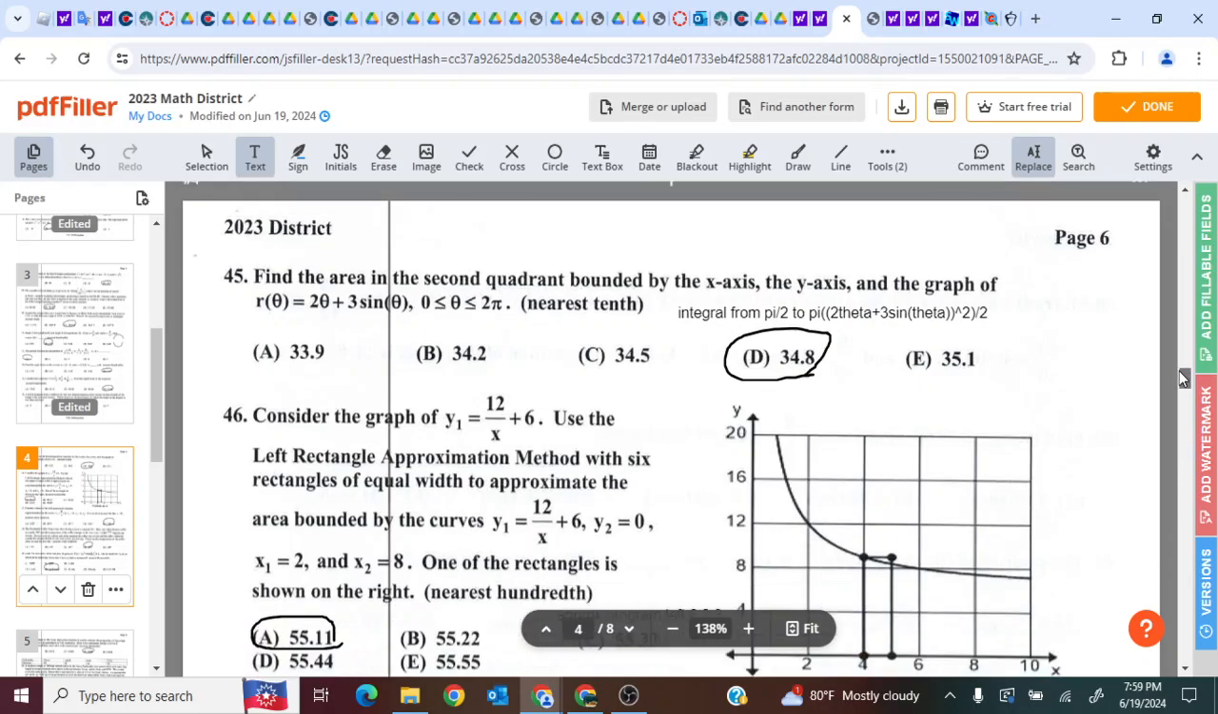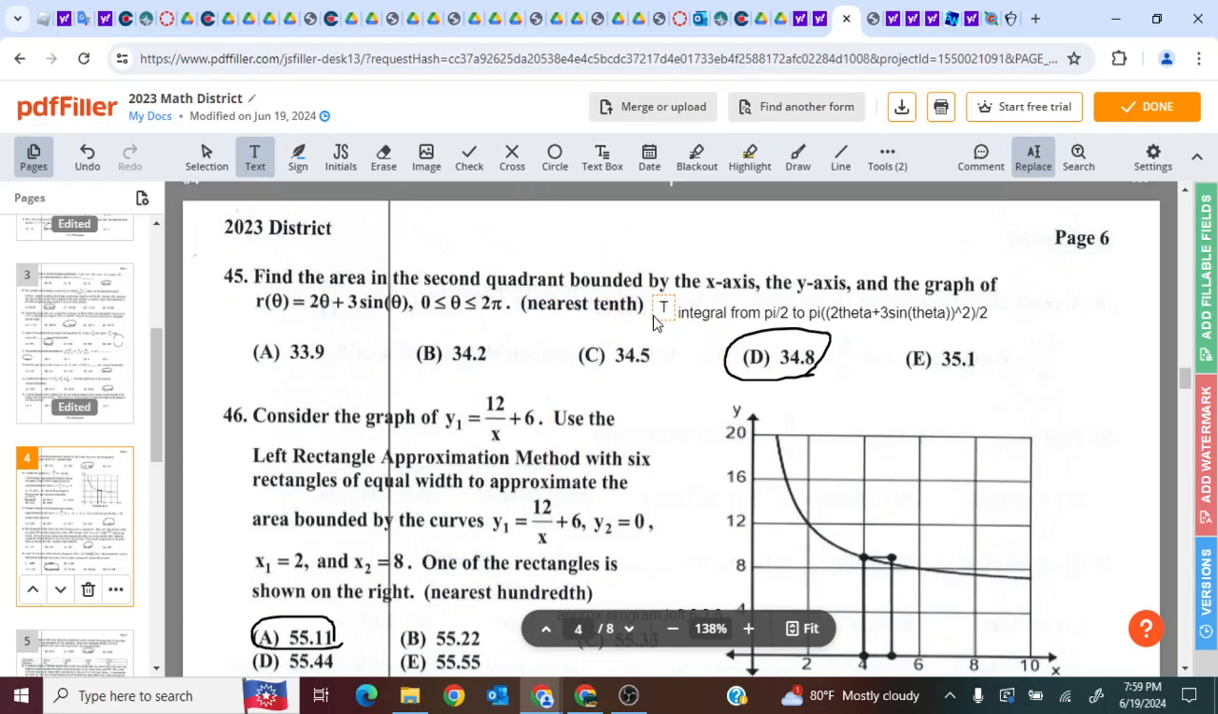45, another time the test is skipping for no reason. Find the area in the second quadrant bounded by the x, y, and this equation right here. So if you put that into r of theta, you will see very clearly. You have to understand how polar equations work first, I guess.